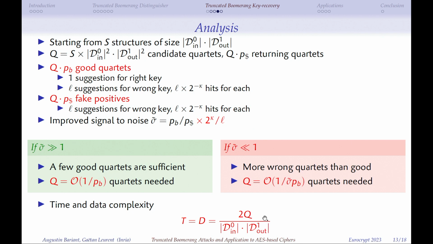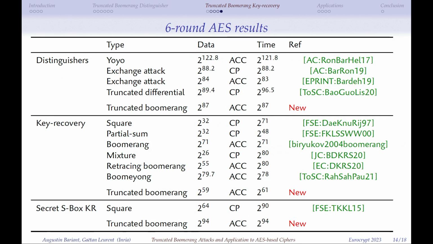And then, to summarize, we can do this on 6-round AES, and we get some really nice results, because there's been a lot of work recently on 6-round AES. There have been many recent papers on distinguishers, and we can see now that the truncated boomerang gives a very nice distinguisher that's competitive with previous work, even though that's actually a very old technique.